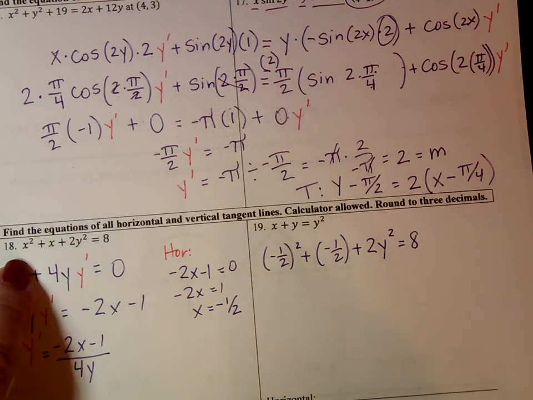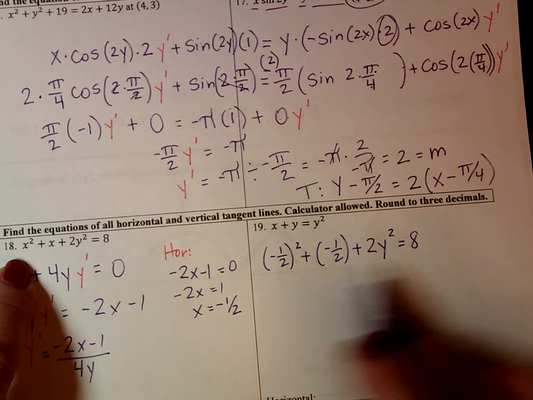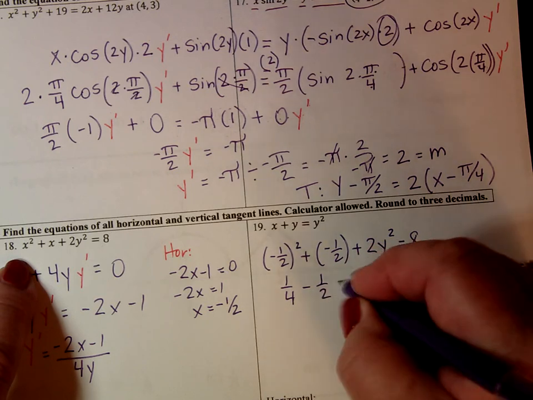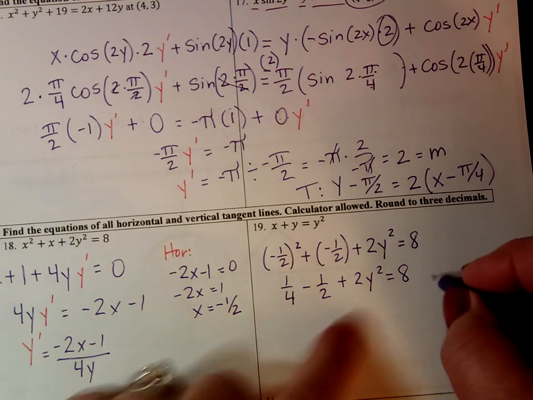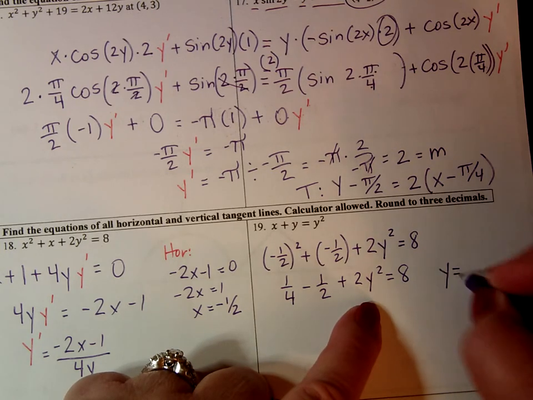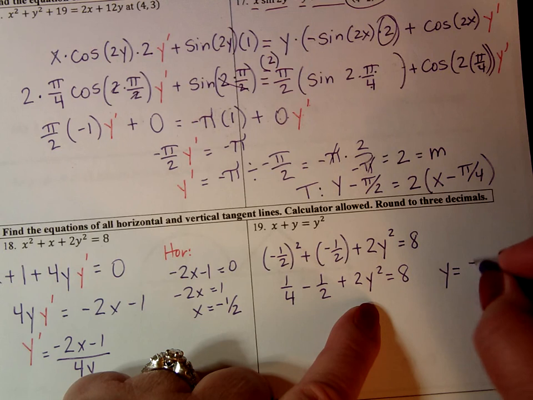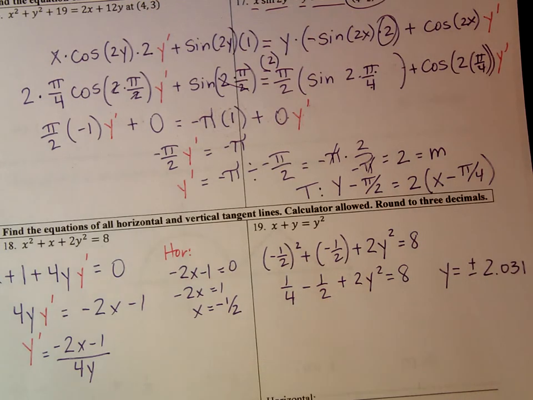And what you need to do is go into your calculator and solve that out. So when you solve it out, it's going to be positive 1/4 minus 1/2 plus 2y squared equals 8. And you can keep going with solidifying this thing, solving it down. But it turns out that y equals, when you're all said and done, plus or minus 2.031. You can use the solve feature on your calculator. That'll get you there too.